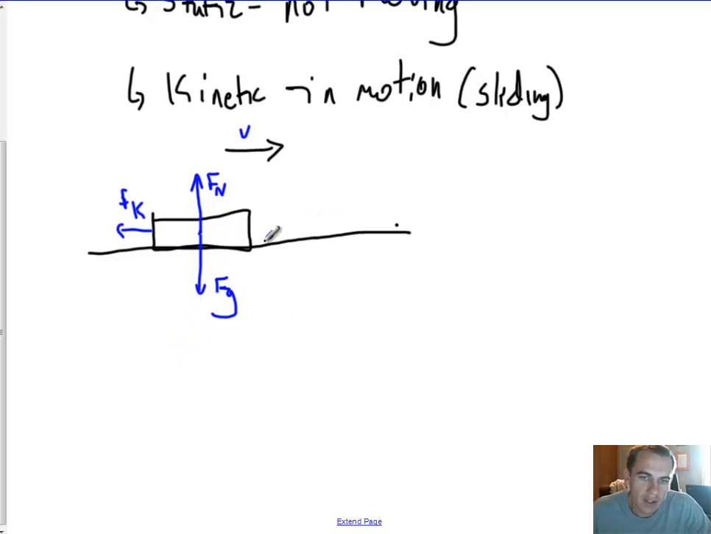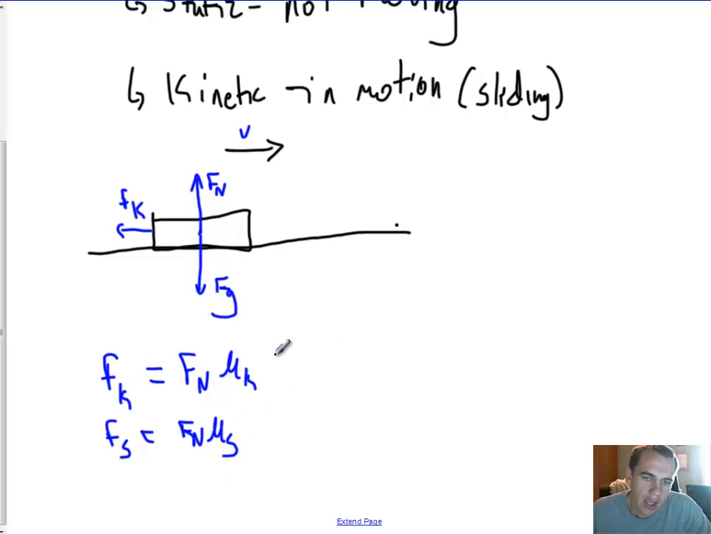If somebody's trying to start this block moving, but it's not in motion, then static friction acts against the force until the block starts to move. And we have two equations. The kinetic frictional force is equal to the normal force times the coefficient of kinetic friction, and the static frictional force is equal to the normal force times the coefficient of static friction. These two equations are essentially the same. The difference is, is it in motion or is it not?